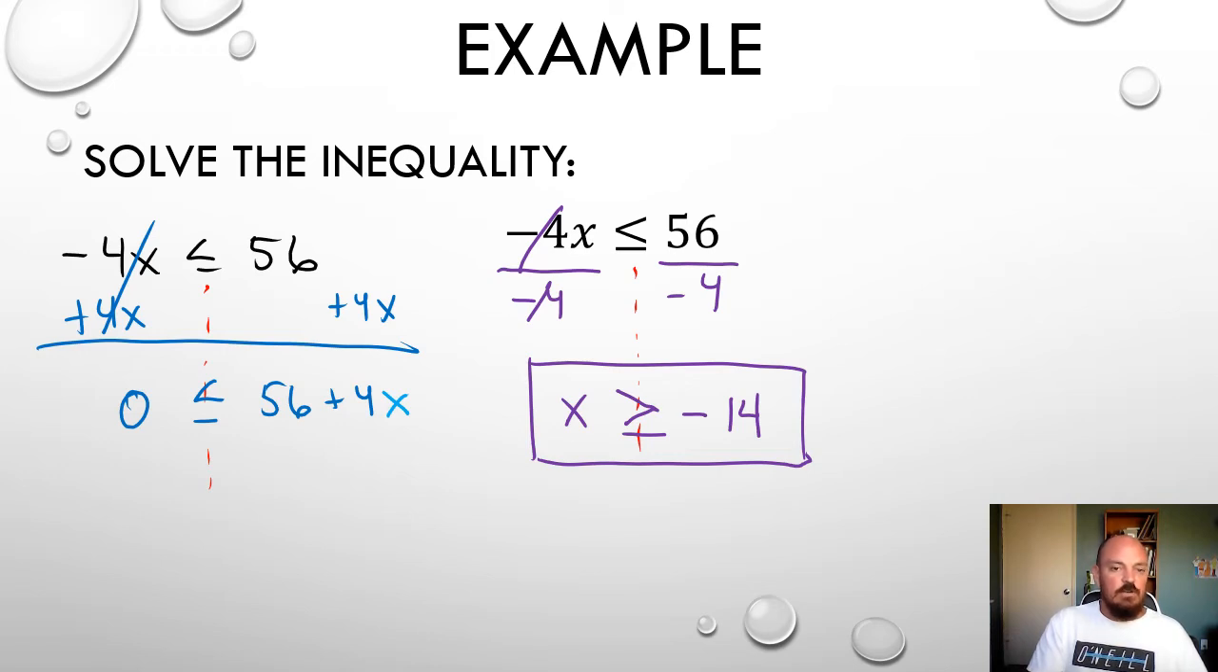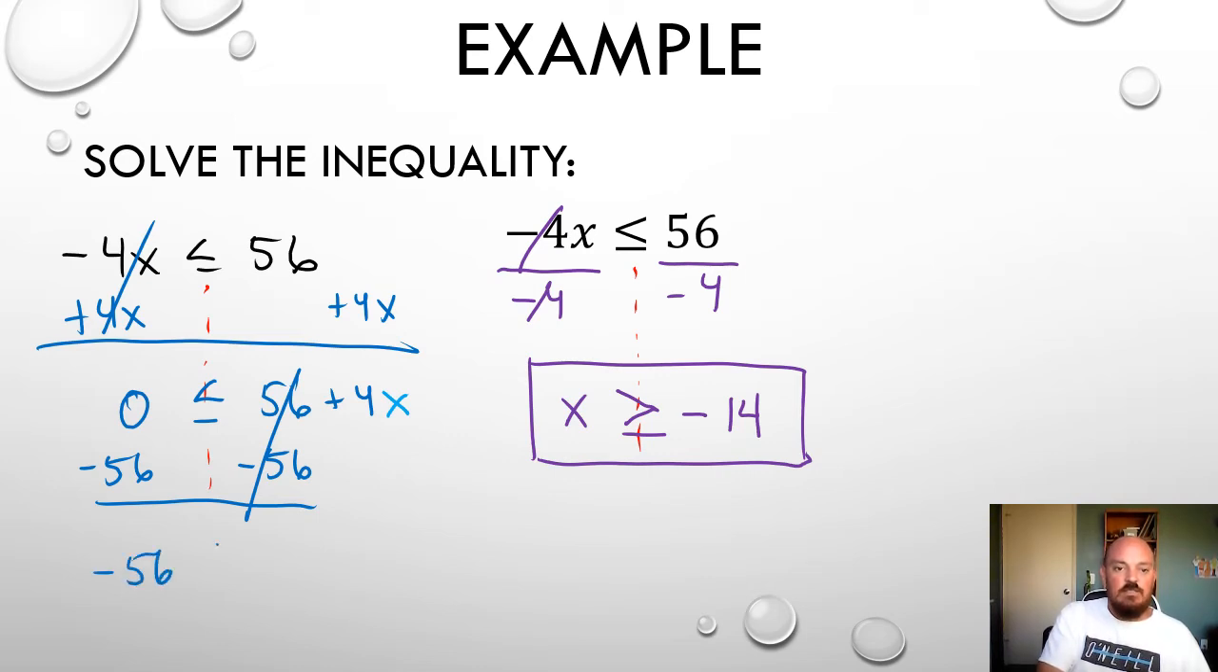And then to solve for x, remember I said this is going to be a lot more steps. This is not the easy way to do it. I'm just kind of showing you why it works. If I subtract 56 from each side to cancel that out, I have negative 56 is less than or equal to 4x. And then I divide both sides by 4. And what I get is negative 14 is less than or equal to x.